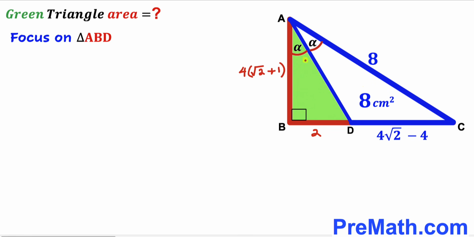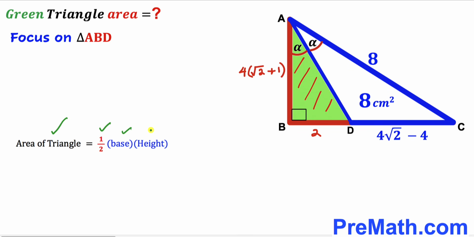And here's our final step. Now we are going to focus on this green shaded triangle ABD, and we are going to calculate the area of this green shaded triangle. And we are going to use the very same area of a triangle formula once again. Area equals a half times base times the height of the triangle. And in our case, the base of this triangle is 2, whereas the height of this triangle is 4 times square root of 2 plus 1.